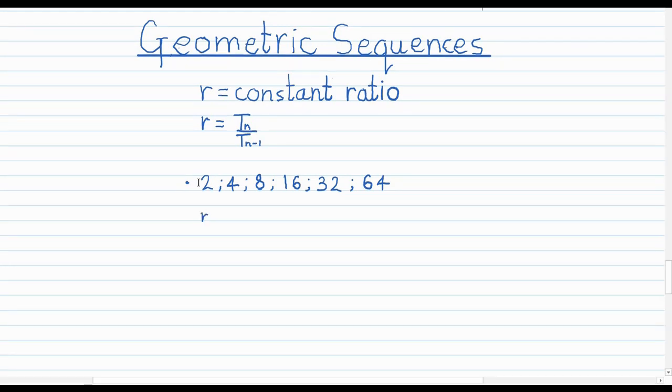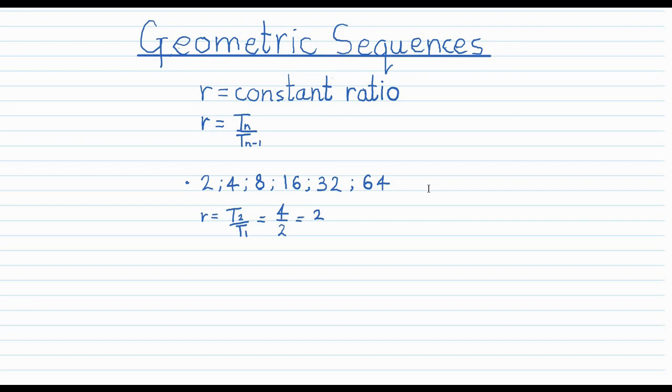Let's try for the first two terms. We focus on the second term, meaning n equals 2. Then based on this equation, Tn would be T2 and Tn minus 1 would be T1. Then we substitute the corresponding values for the two terms, giving us 4 over 2, which gives us the constant ratio value as 2.